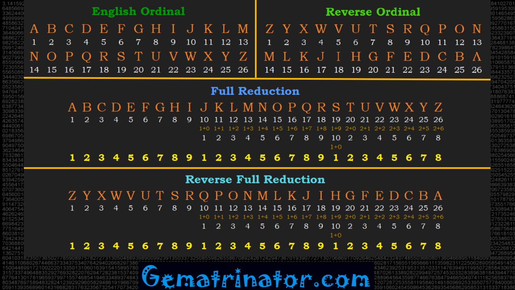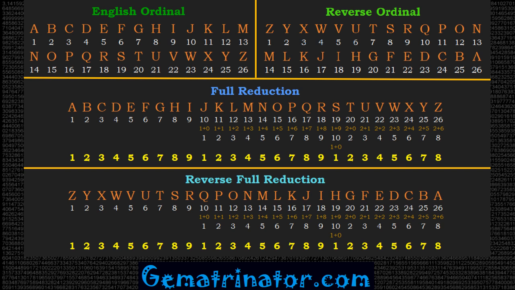We start with the English ordinal cipher in the top left, where each letter is numbered 1 through 26 relative to its position in the alphabet. The reduction methods use the rules of numerology to reduce each double-digit number to a single digit. You may also be familiar with this, known as Pythagorean gematria or Agrippa. These methods can also be reversed, where Z is 1 and A is 26, for two complementary methods called reverse ordinal and reverse full reduction.